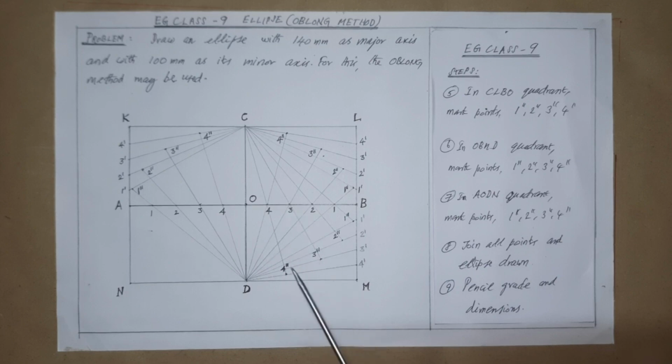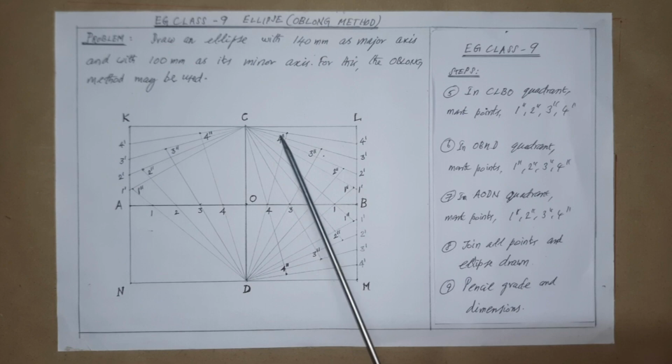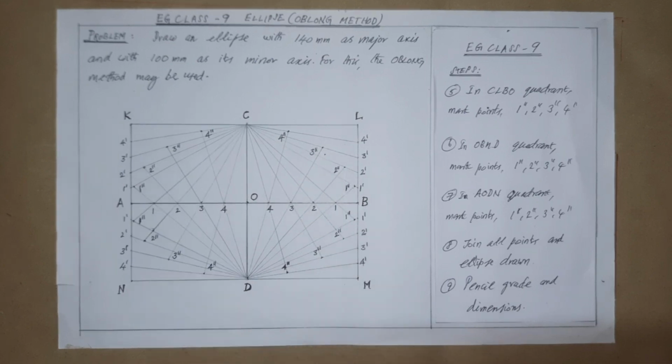Likewise, this quadrant should be completed and the names are to be given like this: 1 double dash, 2 double dash, 3 double dash, 4 double dash. Be careful about the numbering. All the ones should be like this because the elliptical path will be coming like this to complete the path.